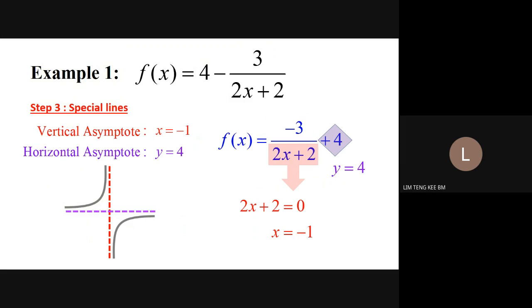So the asymptote here does not refer to a coordinate. Jadi jangan buat dalam coordinate. Dia refer kepada satu garis. Then the line, the garis, happens to be defined as x equals to -1, y equals to 4.